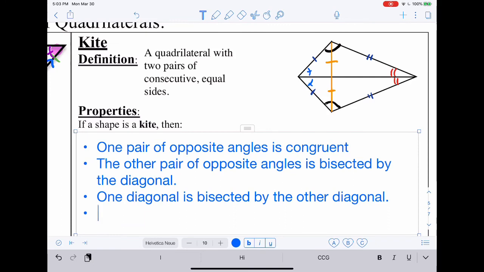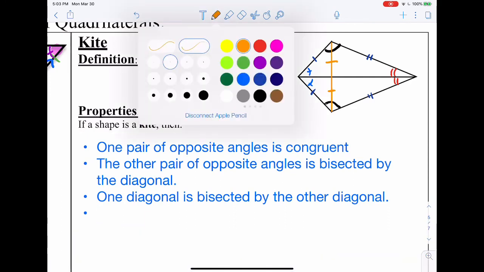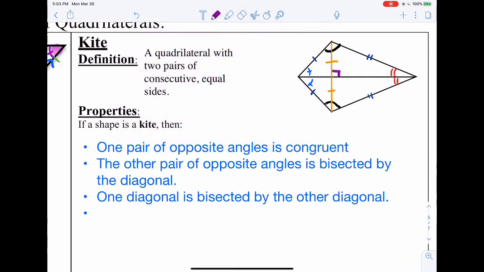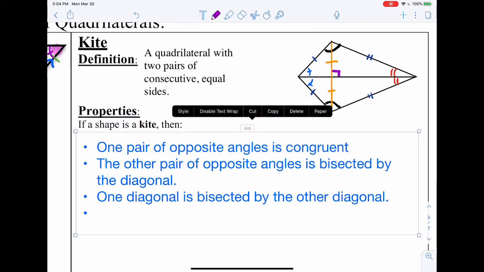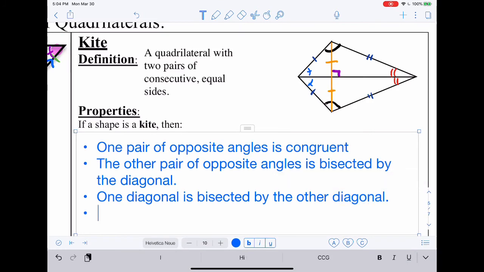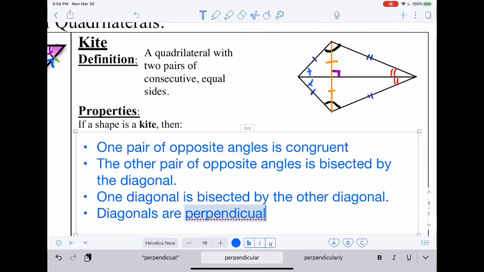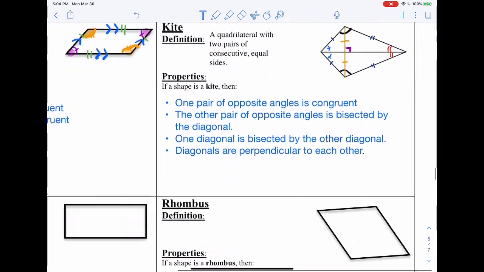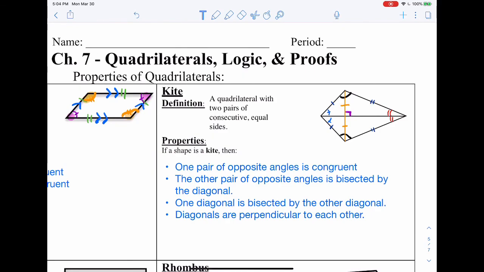And then lastly, we identified that those are right angles where they intersect. And so we can say diagonals are perpendicular to each other. That's it for the toolkit and the special properties of a kite.